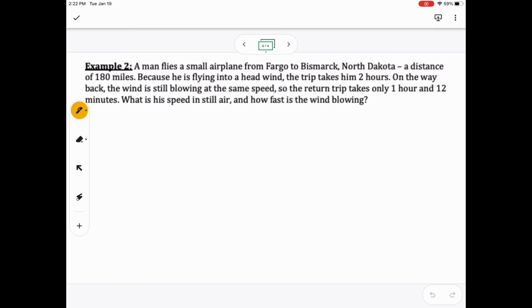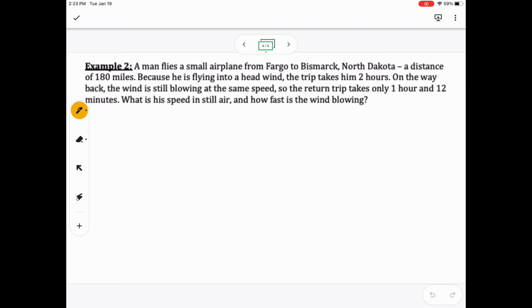For our word problem application, for example 2, I have a man that flies a small plane from Fargo to Bismarck, a distance of 180 miles. Because he is flying into a headwind, the trip takes him 2 hours. On the way back, the wind is still blowing at the same speed, so his return trip takes only 1 hour and 12 minutes. What is his speed in still air, and how fast is the wind blowing?